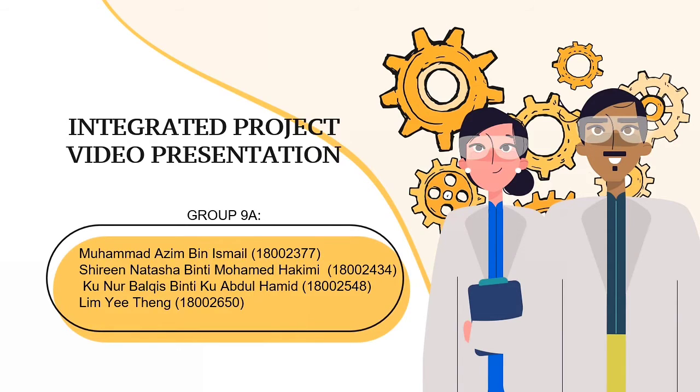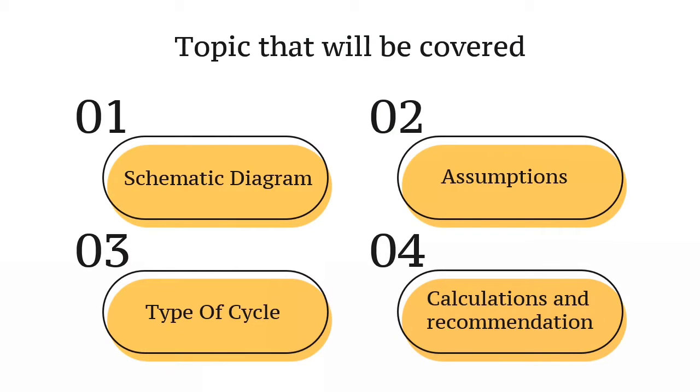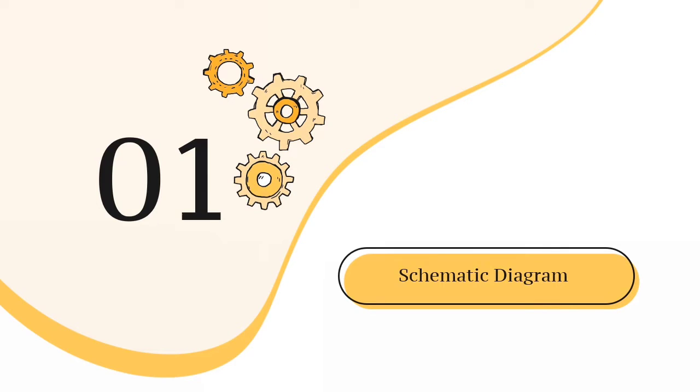So let's go. The topics that we will cover today are: first, the schematic diagram for our thermodynamic; second, the assumptions that we made; third, the type of cycle that we use; and fourth, calculation and recommendation. So the first one is the schematic diagram.